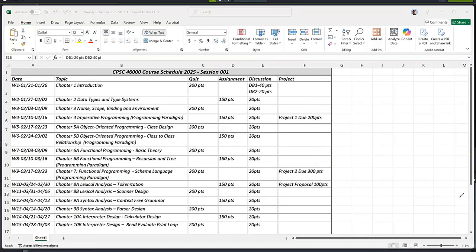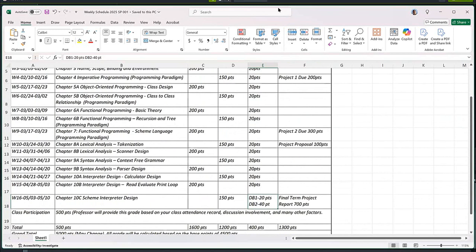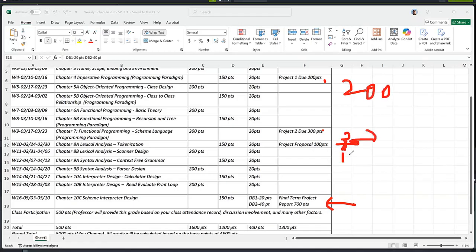And then the final project: you have a proposal due, and you also have a term project due. So these are two dues for the final project. The total is three projects: project 1, project 2, and the term project. Project 1 is worth 200 points, project 2 is 300 points, the proposal is 100 points, and the term project is 700 points. So the term project and proposal combined is 800 points for the third project. This is a really huge item for the course.